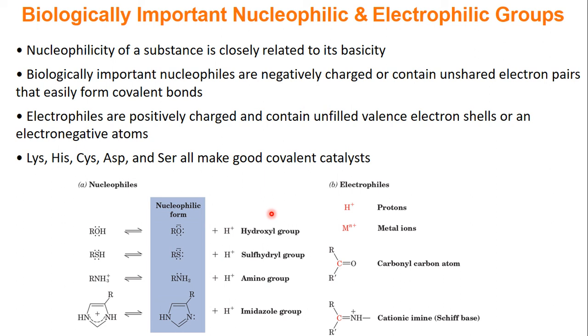While your electrophiles are usually positive charge, or they have unfilled valence electron shells or electronegative atoms. So you have protons, metals, carbonyl carbons, and cationic amines, or the Schiff base again. And for these nucleophile and electrophile groups, you're looking at Lys, His, Cys, Asp, Ser. They're all good covalent catalysts. And we'll see once we start looking at mechanisms, these amino acids popping up and forming covalent bonds with our substrates. But that's it for this introduction, and I'll see you in the next video.